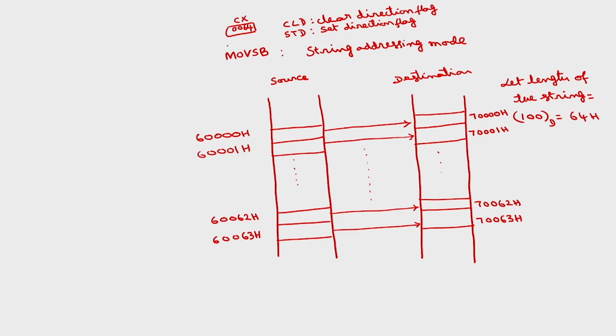So, simply you have to write CLD before this, and to load 0064H, which I have also not yet discussed, this is the immediate addressing mode. We can use directly MOV CX, 0064H. This comes under the immediate addressing mode.